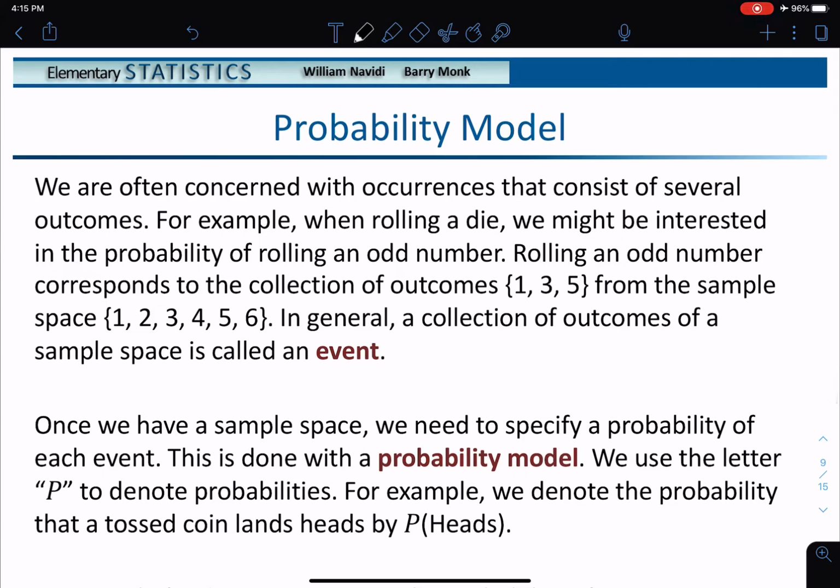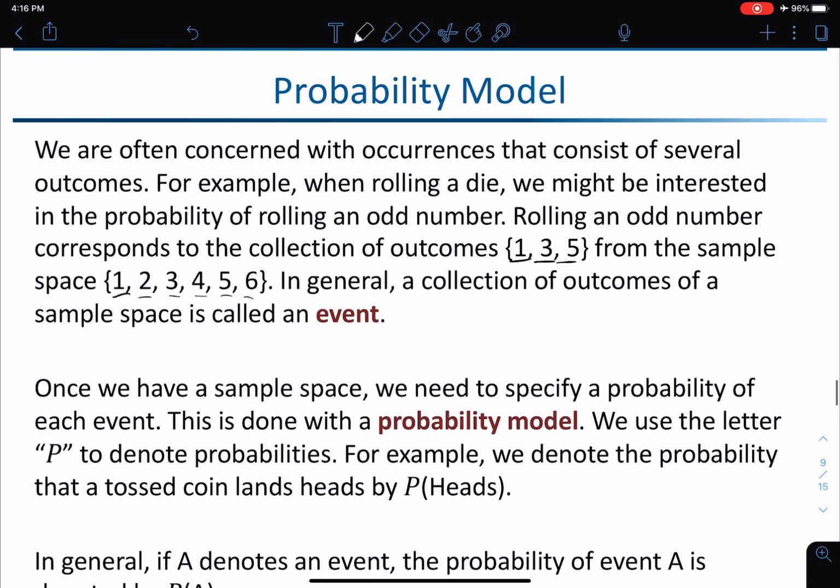Probability model. We are often concerned with occurrences that consist of several outcomes. For example, when rolling a die, we might be interested in the probability of rolling an odd number. Rolling an odd number corresponds to the collection of the outcomes 1, 3, 5, right? Because 1, 3, 5 are the odd numbers out of the sample space, which is 1, 2, 3, 4, 5, 6. In general, a collection of outcomes of a sample space is called an event.